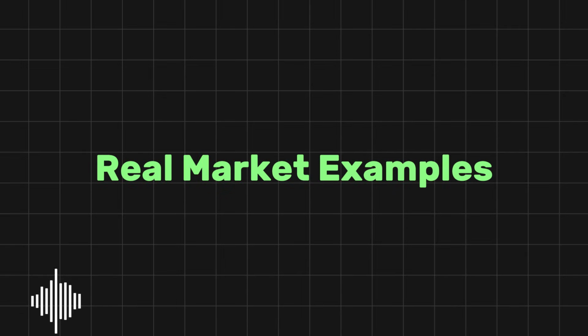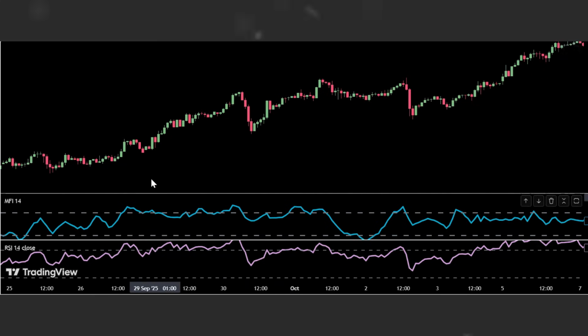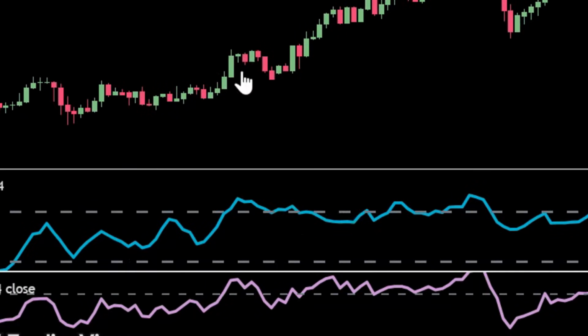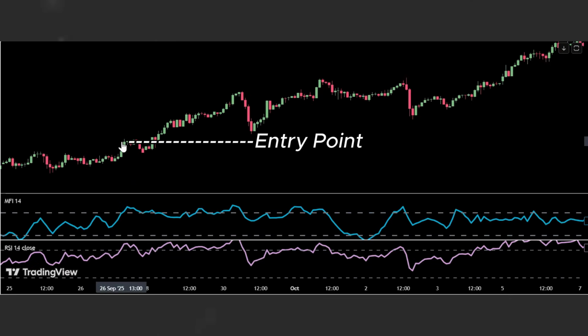Real market examples. Buy trade. Look at this chart. First, check the MFI. Here, the MFI moved above 80, showing a strong buying pressure. Next, check the RSI. The RSI moved above 70, confirming that price is moving strongly with money flow. Finally, look at this green candle. It has a large body and a small upper shadow, showing that buyers are really in control. So here we enter the trade.